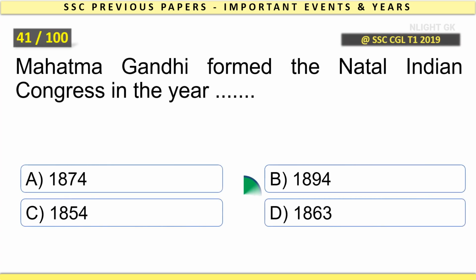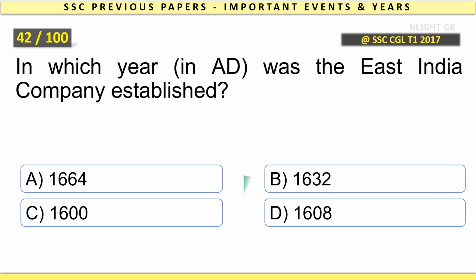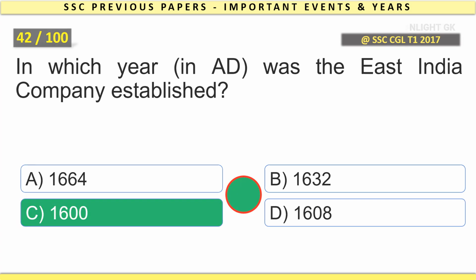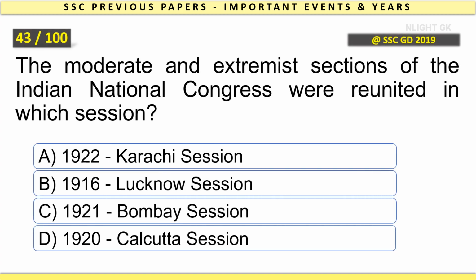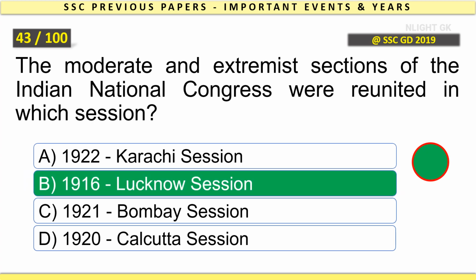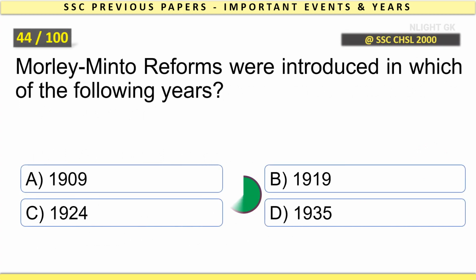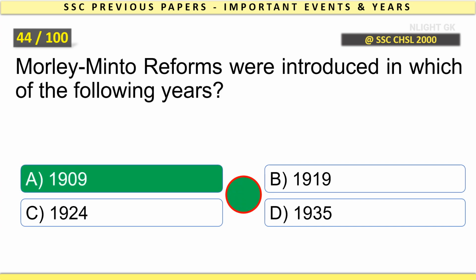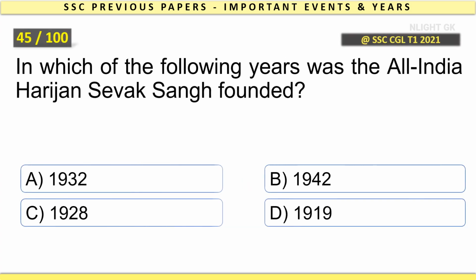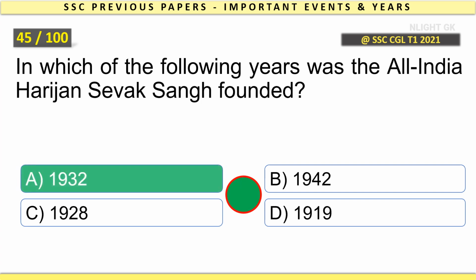Mahatma Gandhi formed the Natal Indian Congress in the year 1894. In which year, in AD, was the East India Company established? In 1600. The moderate and extremist sections of the Indian National Congress were reunited in which session? In 1916, Lucknow Session. Morley-Minto reforms were introduced in which of the following years? In 1909. In which of the following years was the All India Harijan Sevak Sangh founded? In 1932.